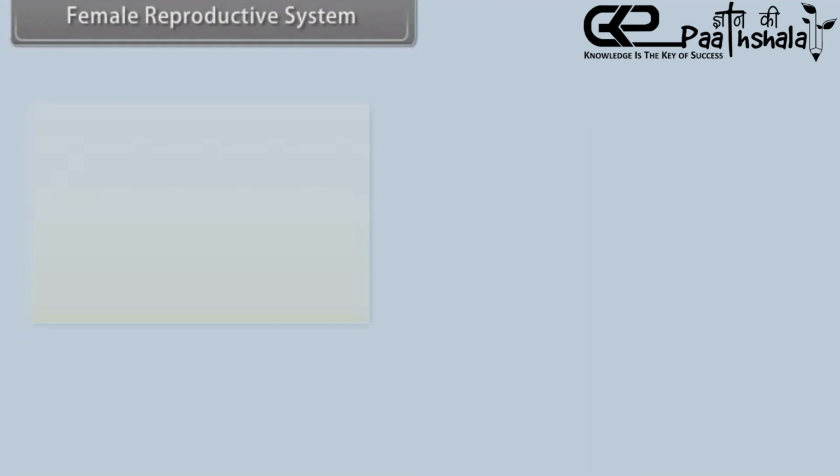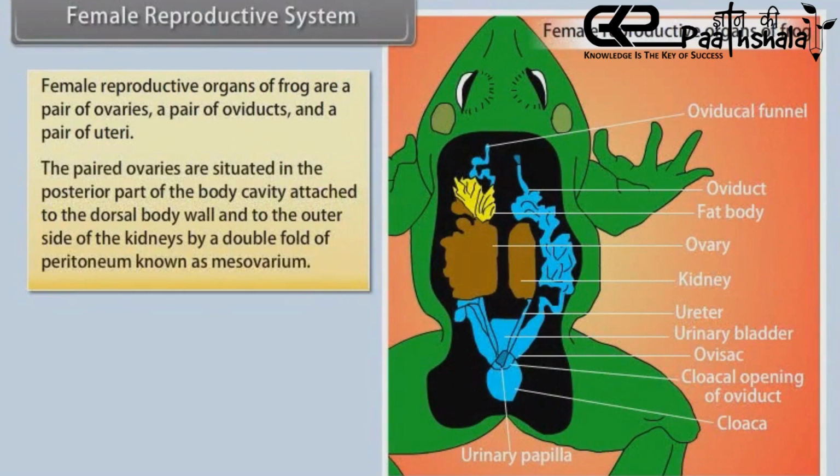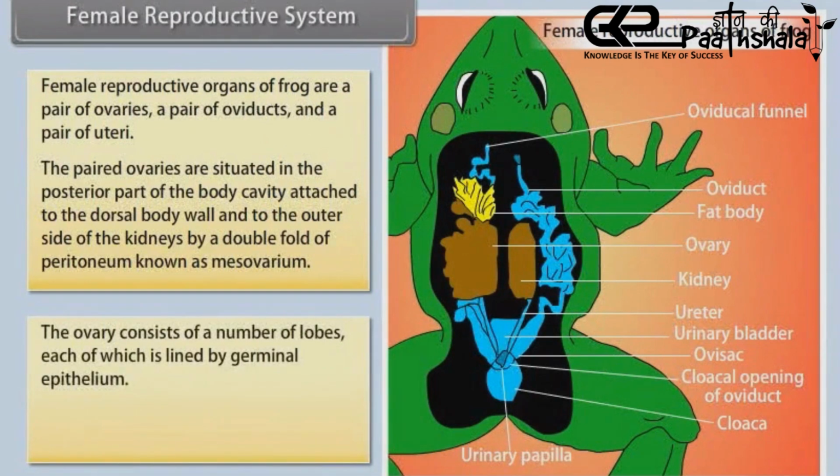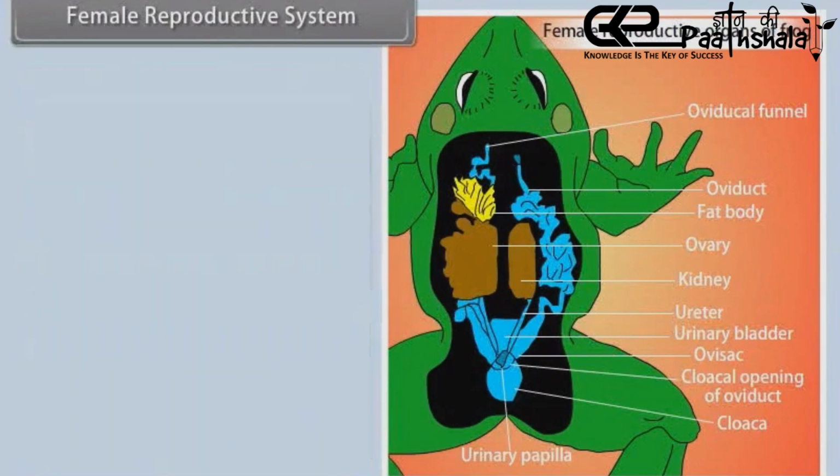Female reproductive system. The female reproductive organs of the frog are a pair of ovaries, a pair of oviducts, and a pair of uteri. The paired ovaries are situated in the posterior part of the body cavity, attached to the dorsal body wall and to the outer side of the kidneys by a double fold of peritoneum known as mesovarium. The ovary consists of a number of lobes, each of which is lined by germinal epithelium. The oviducts are two very long and convoluted tubes with thick walls. The oviduct is distinguished into three regions.